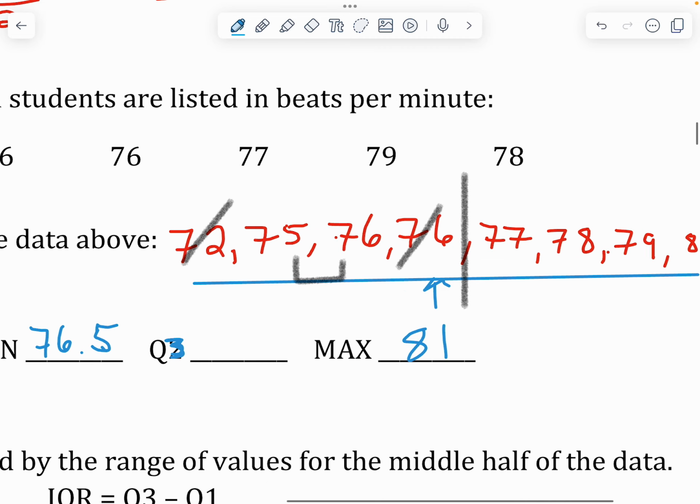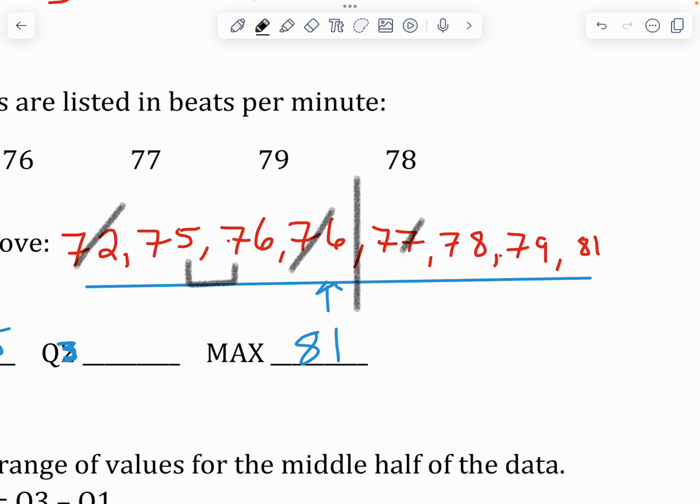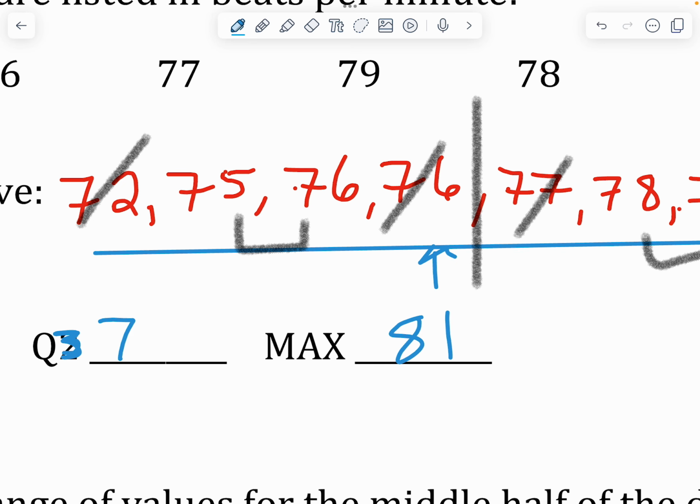And then quartile 3, same idea. It's an even number, so we take the 2 middle values and find the average of them. In this case, it is 78.5.